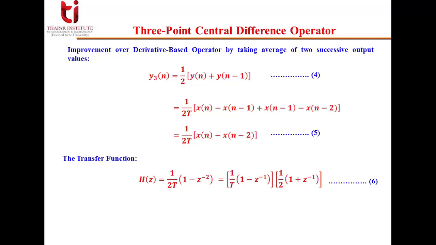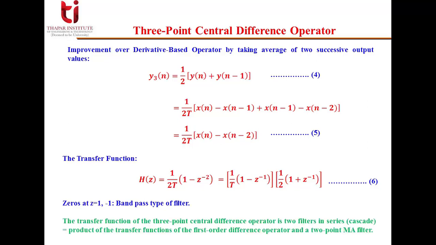Now let's see how the magnitude and the phase response vary with frequency. One more thing you can notice here: when you simplify these factors, you will get two zeros, one at z equal to 1 and the other at z equal to minus 1. That means it corresponds to a band pass type of filter. Now let's see the magnitude and frequency response of this.